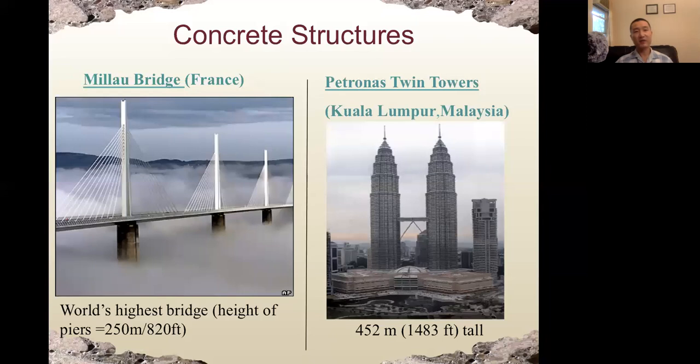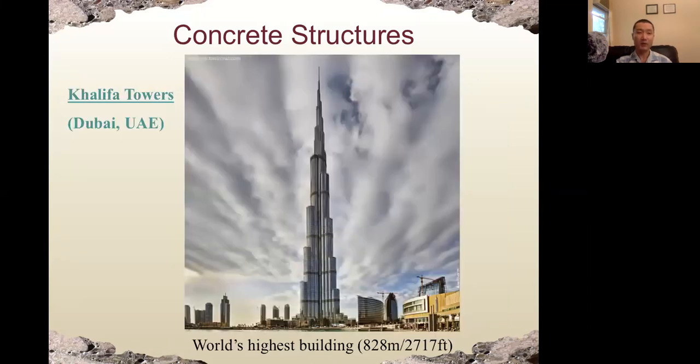Okay. And the picture on the left is one of the tallest bridges in the world, which is the Millau Bridge in France. Okay. The height of the pier is more than 800 feet. And the picture on the right is one of the tallest buildings in the world. It is Petronas Twin Tower. Okay, it used to be the highest building in the world, but right now it belongs to the Khalifa Tower, which is in Dubai. So the total height of this building is more than 2,700 feet. The building has 165 floors. And the cost of the building is 1.5 billion US dollars. So I believe currently this is the tallest building in the world.